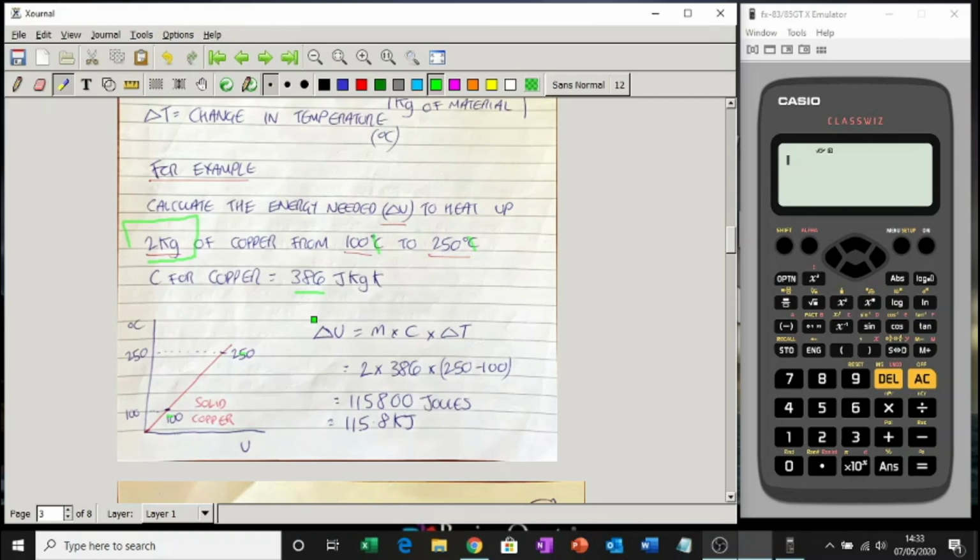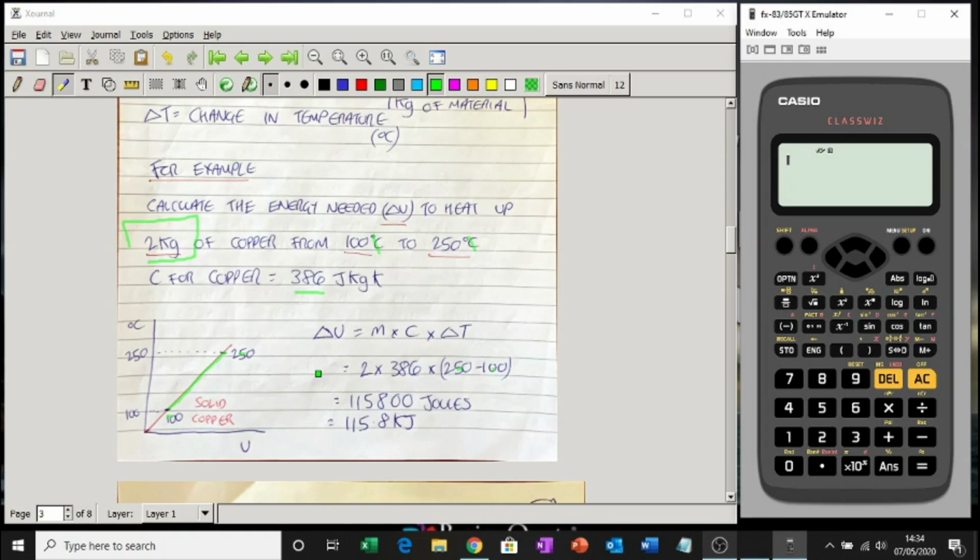So the change in energy is going to be the mass, which we know is 2. The heat capacity is 386. And the change in temperature is 250 take away 100. So there's your mass, 2 kilograms. Specific heat capacity is 386 for copper, just 386. The change in temperature is 250 to 100. It's from there to there, look. It's coming up the slope.